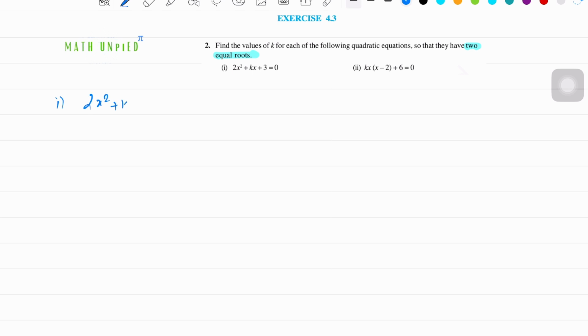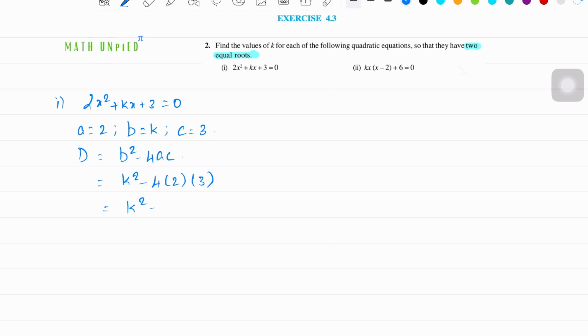2x squared plus kx plus 3 equals 0. Here a equals 2, b equals k, and c equals 3. Now what is the formula for D? D equals b squared minus 4ac. So we'll substitute the values. This is k squared minus 4 times 2 times 3. So this is k squared minus 24. Since two equal roots exist, D equals 0. So we're going to use this condition.